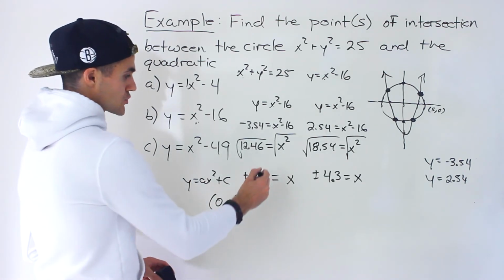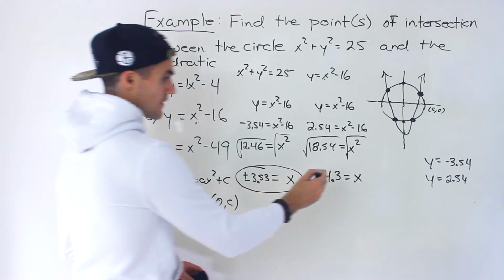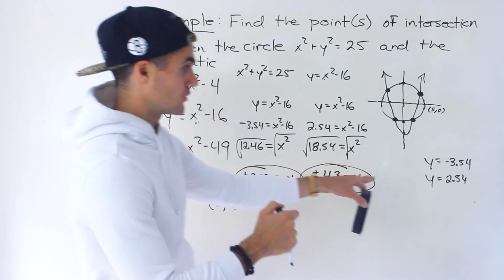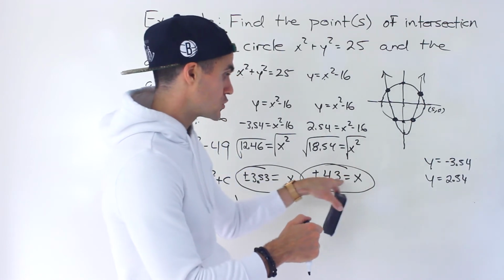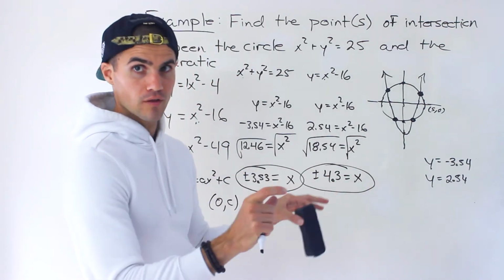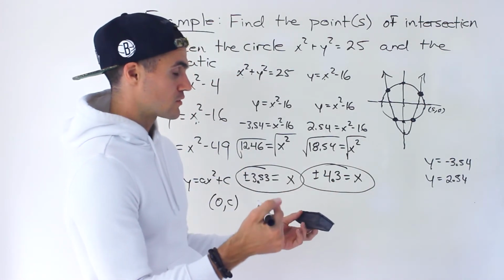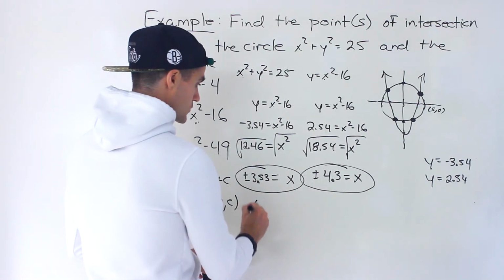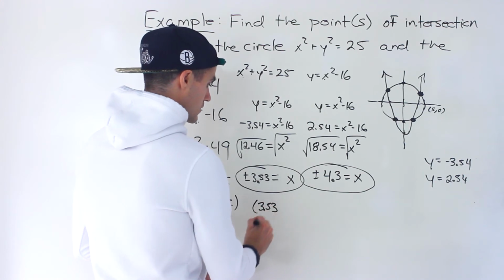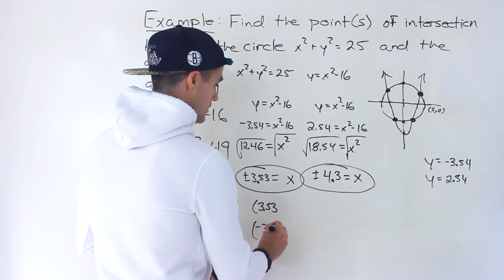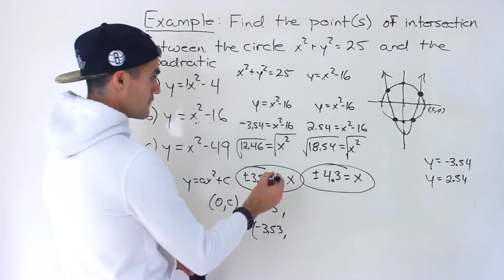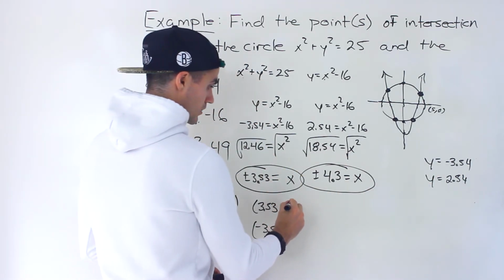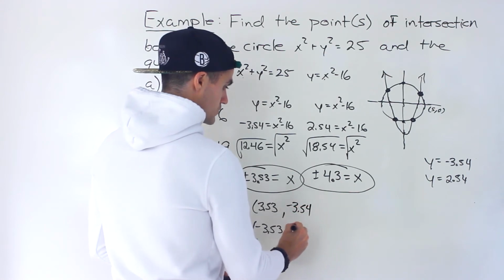And when you do that algebra, you'd end up with these two x values, and then you'd end up with these two x values. So notice that both of these y values have two x values. So in total, there's actually 4 points, right? So with these two x values, we have positive 3.53, negative 3.53, for the same y value of negative 3.54 that we plugged in over here. So those are two sets of points.